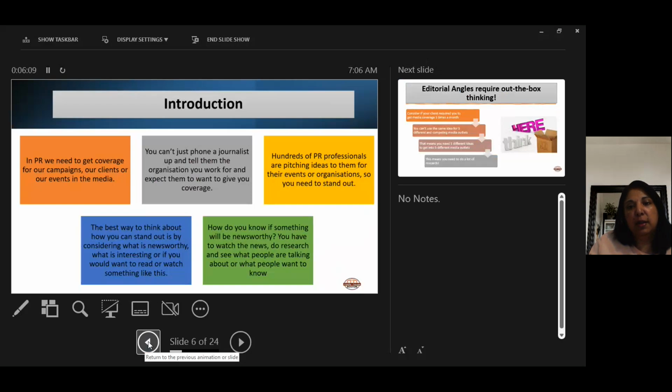Hundreds of PR professionals are pitching ideas to them for their events or organizations, so you need to be the one that stands out. The best way to think about how you can stand out is by considering what is newsworthy, what is interesting, or if you would want to read or watch something like this. How do you know if something will be newsworthy? You have to watch the news. Once again, we're talking about research, and see what people are talking about, or what people want to know.